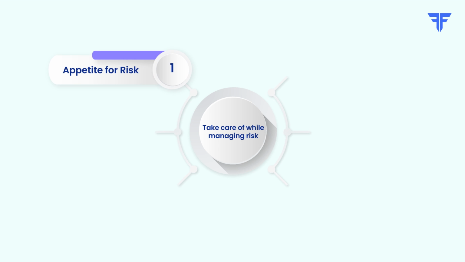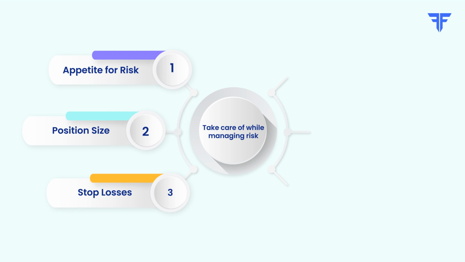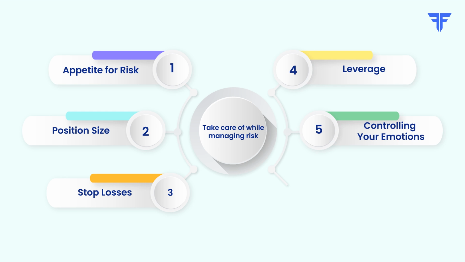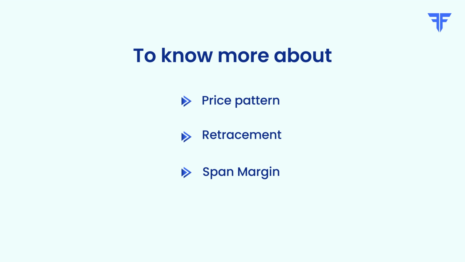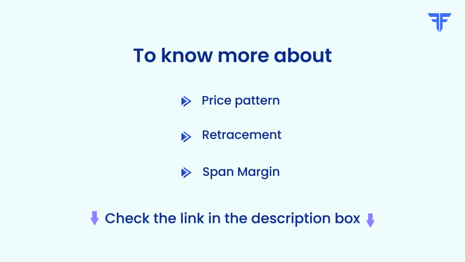Some of the points one should take care of while managing risk. First is appetite for risk. Second, position size. Third, stop losses. Fourth, leverage. Fifth, controlling your emotions. And sixth, span margin.